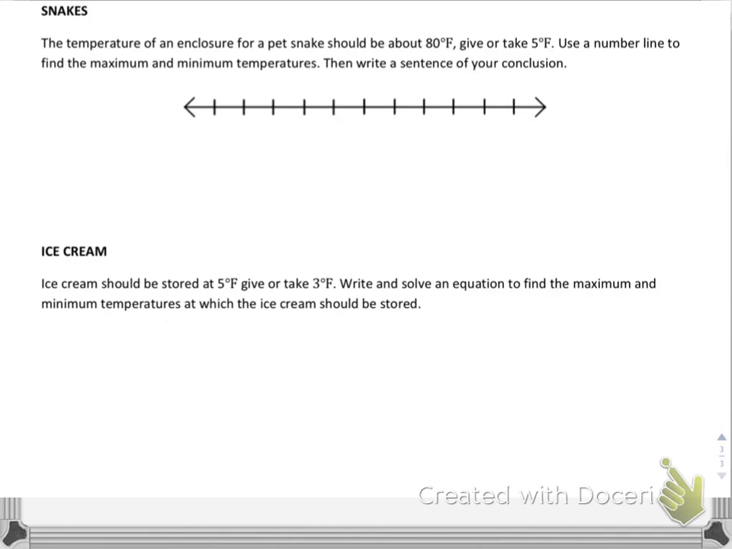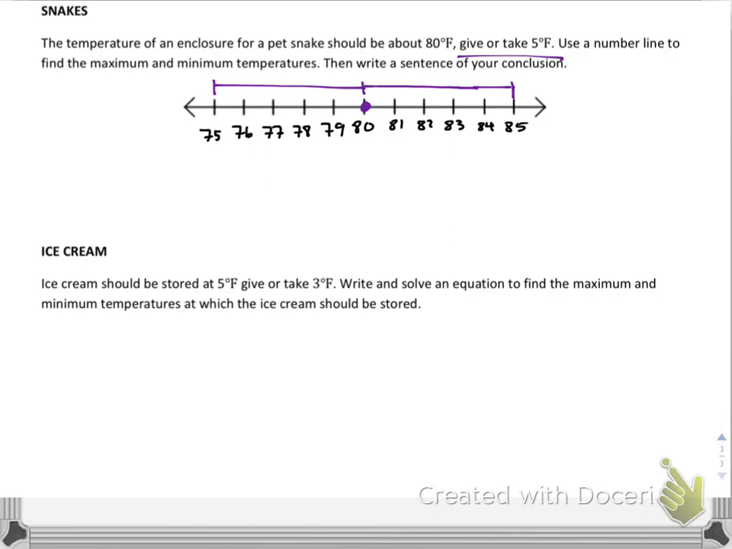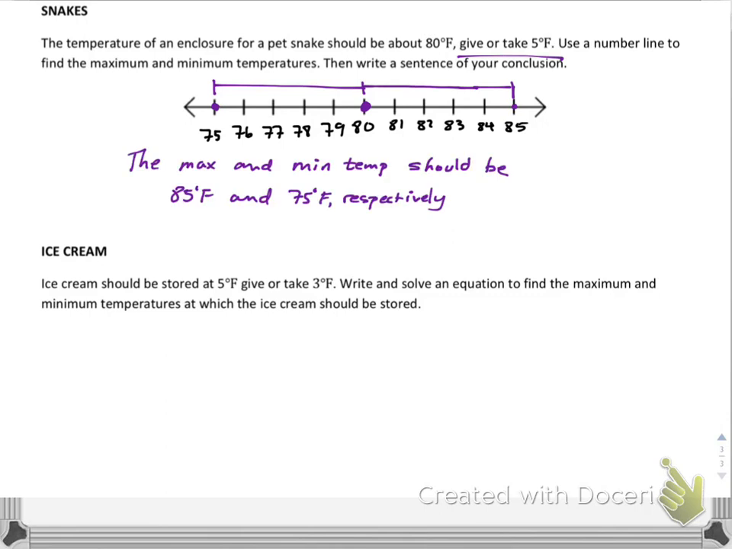So here, let's write out all the numbers. What it's saying is that a pet snake should be at about 80 degrees. Now, we don't live in a perfect world, so it says give or take 5 degrees. What that means is it can be within 5 degrees higher or 5 degrees colder. And so the coldest it should get is 75 degrees. The warmest it should get is 85 degrees. So my maximum and minimum temperatures are 85 degrees and 75 degrees respectively. So that's what that's saying.